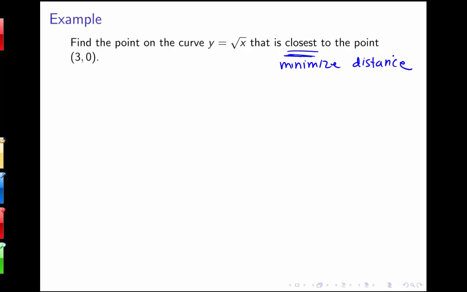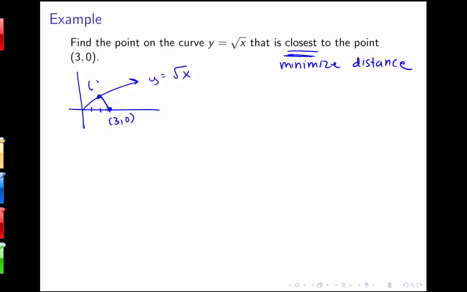So we're going to need a formula for the distance between a point on this curve and this point (3, 0). So we need to draw a little picture. We've got our function y equals the square root of x, and we have this point (3, 0). Okay, so I need to talk about the distance here between a point on the curve and this point (3, 0).